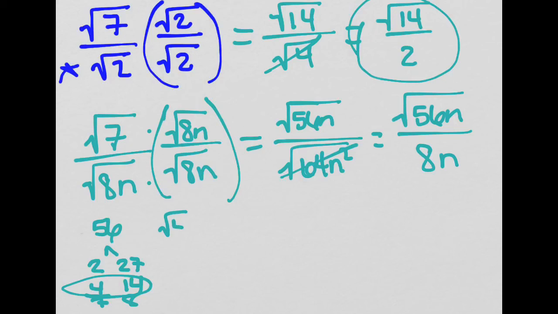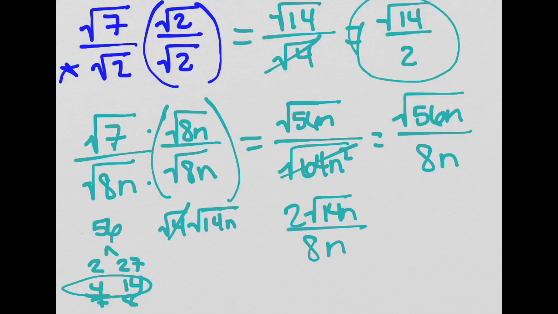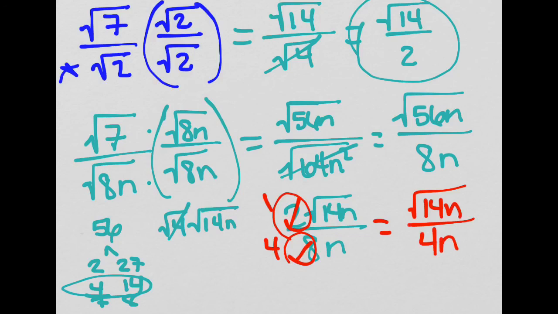So I'm going to say the square root of 4 times the square root of 14n, because there's only one variable there. There's no exponents, so I cannot simplify that. The square root of 4 is 2, so I'm going to have 2 times the square root of 14n over 8n. Now, if you notice, this 2 and the 8 can simplify to 1 and 4. So now I'm going to get the square root of 14n over 4n. I know that was a long process, but that's going to be our best way of doing this.